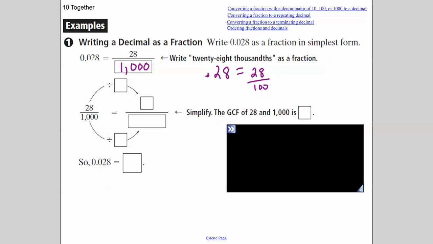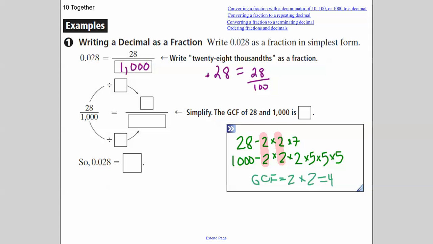Again, we know that I can at least divide this by 2, but 1,000 is a big number, so it might be easiest for me to find the greatest common factor. To find the greatest common factor, I can use prime factorization. If I find the prime factorization of 28 and of 1,000, I can see the greatest common factor when I find my dancing partners is going to be 4. So what do I need to divide by up here? I need to divide by 4.